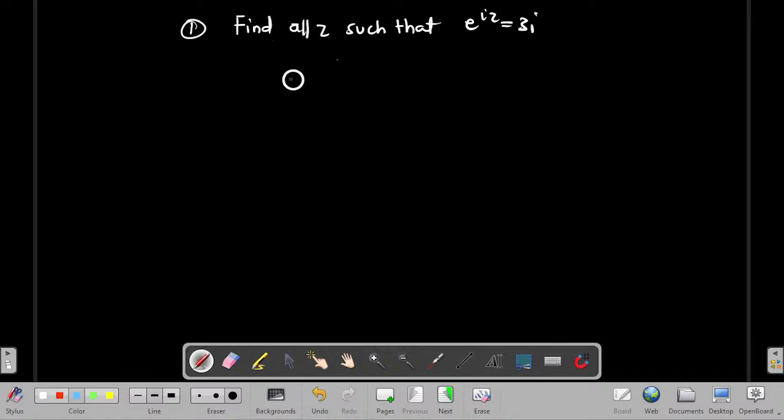So I start with the first problem, which says: find all z such that e to the power iz is equal to 3i. Find all z such that e to the power iz is equal to 3i. So let's get straight to this problem. Now, we are supposed to find the values of z. It may be value or values, but before you ask yourself, what is z?